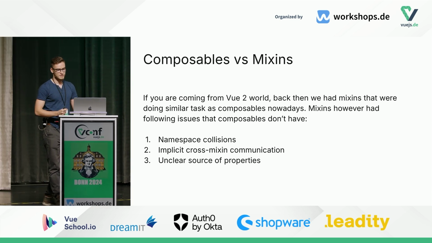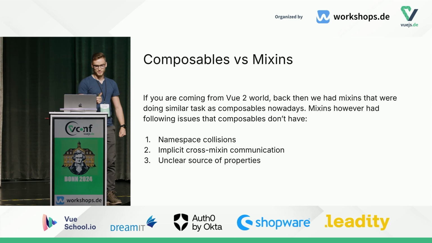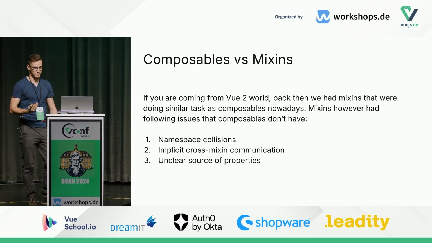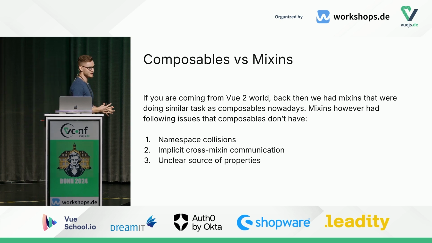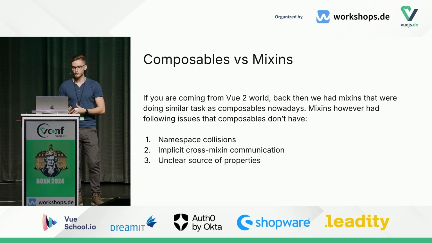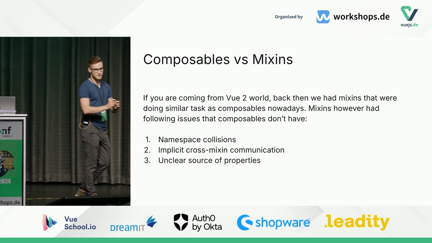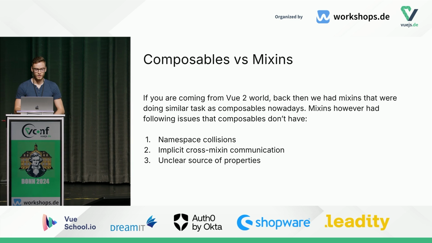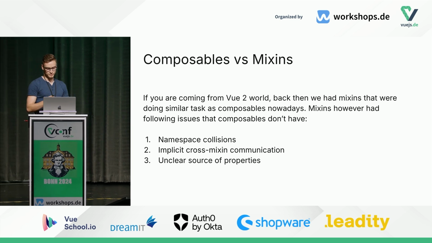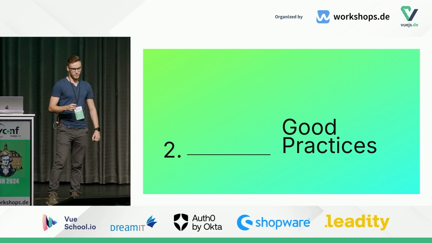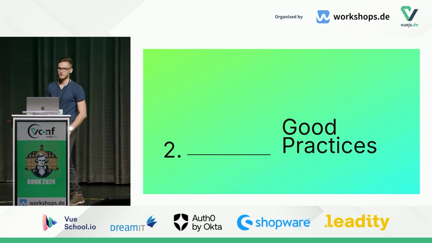But the problem of mixins: the mixins had three main problems: namespace collisions, implicit cross-mixin communication, and unclear source of properties. And it is all related to the fact that we weren't exactly sure what properties this mixin is returning or implementing, adding to our code. What is the relation between one mixin and another? And the fact that some mixins can have basically the same names, or the properties in the mixins can have the same names. So composables are meant to solve this problem by implementing the reusability functions in a different way.